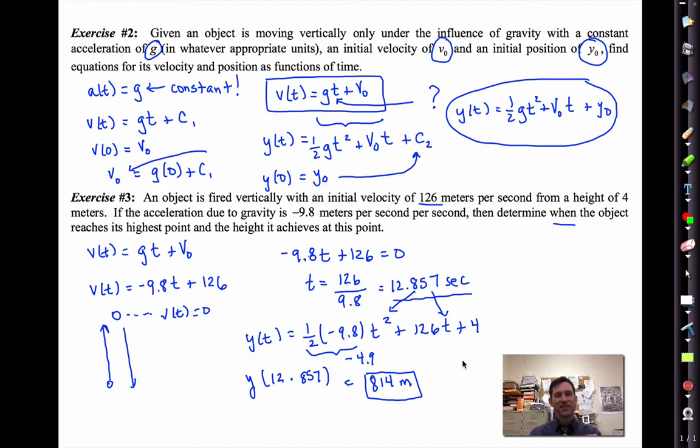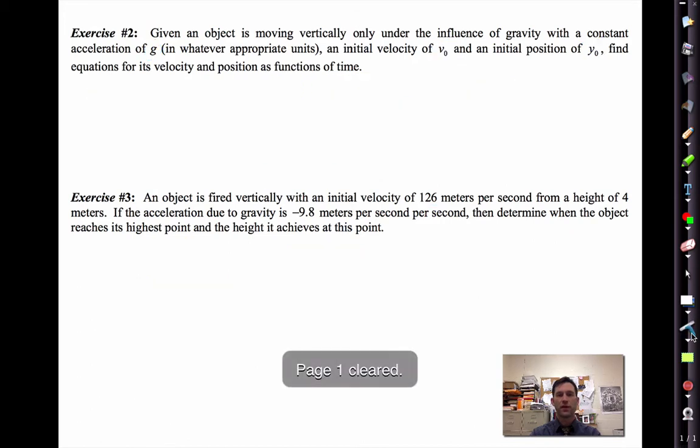All right, so that's kind of neat. We got one of the most famous formulas in physics, that 1/2 gt squared plus v sub 0 t plus y sub 0. Then we can immediately turn around and apply it. Okay. I'm going to scrub out the text, so pause the video now if you need to.